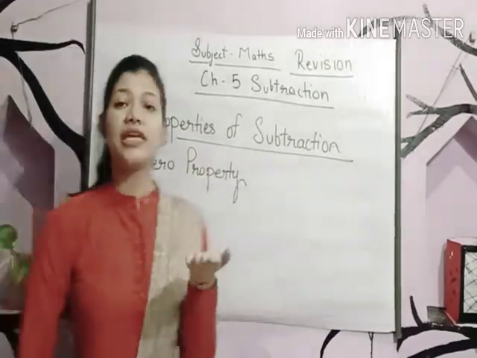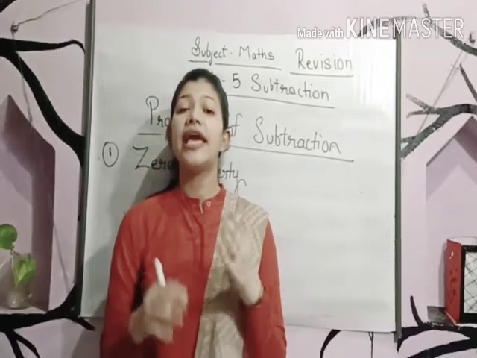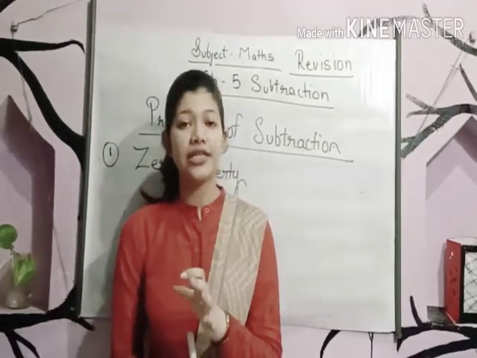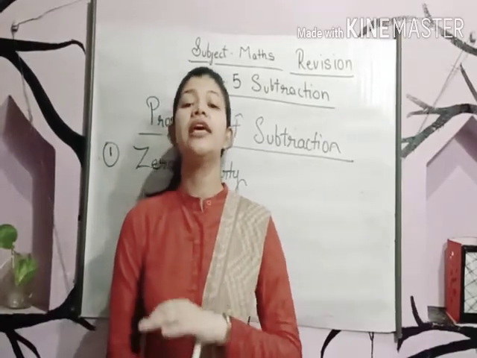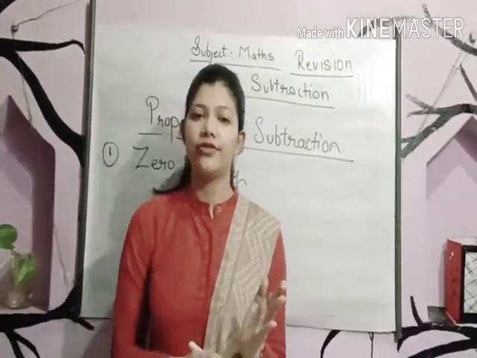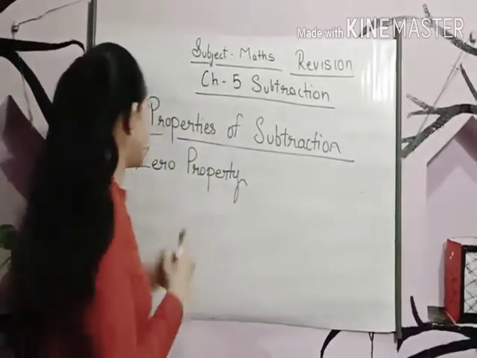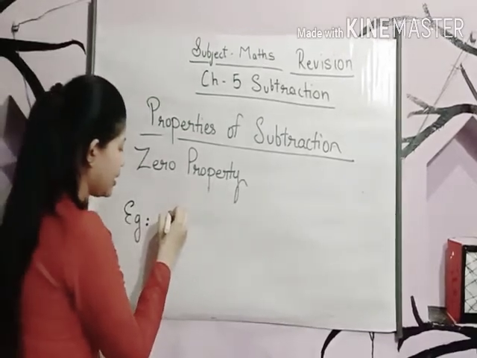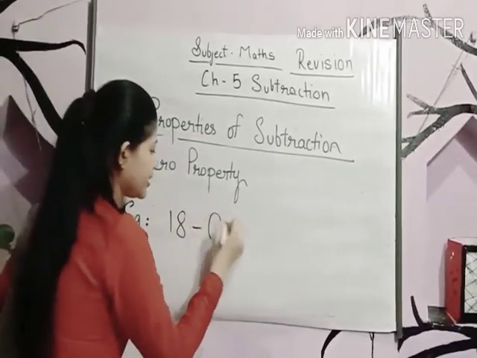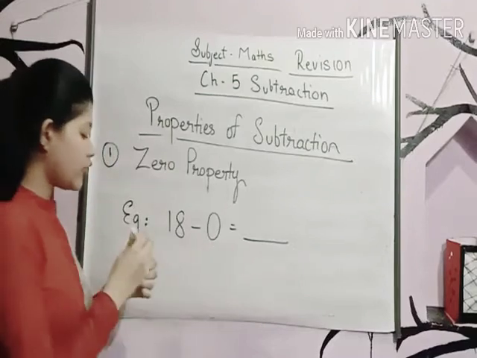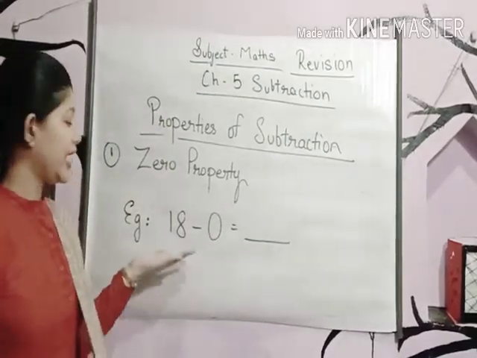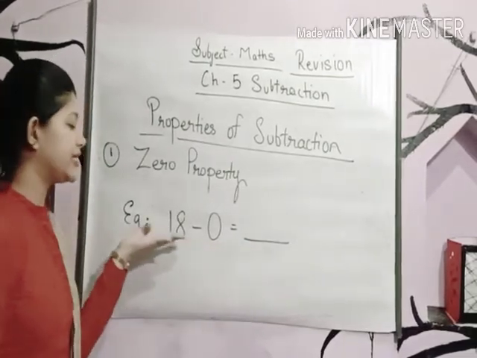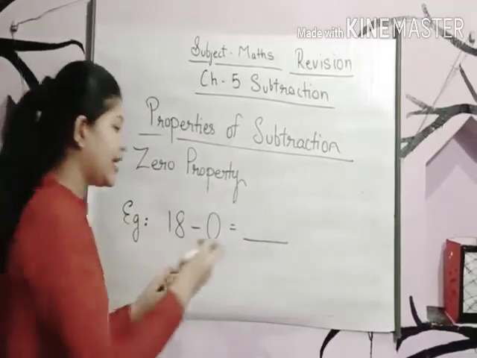What is zero property? Whenever we subtract 0 from any number, then the difference, the answer which we will get, will be the number itself. Okay, let's have one example. Example: 18 minus 0 is equal to dash. Now tell me, if we subtract 0 from 18, then the answer will be the number itself, means the answer will be 18.